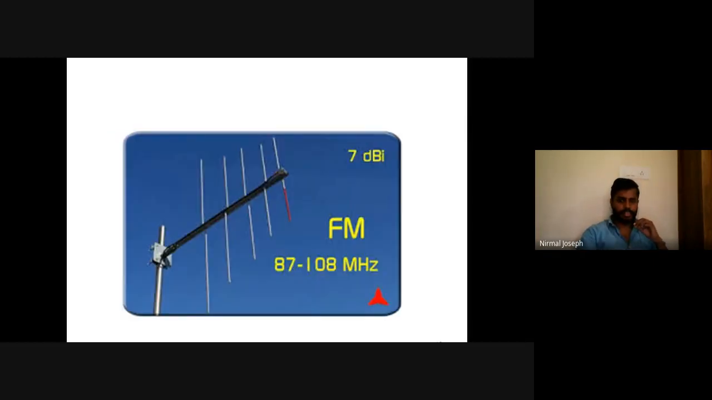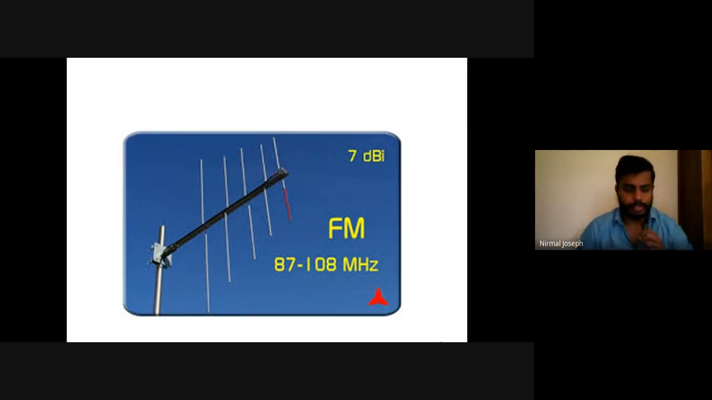This is the FM dipole antenna. These are the individual elements. There are 1, 2, 3, 4, 5 elements in this. You can see the individual legs and the lengths also. It is increasing in a straight line, so that the included angle alpha will remain constant.